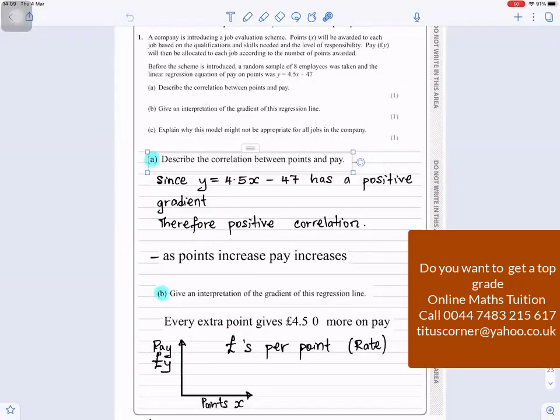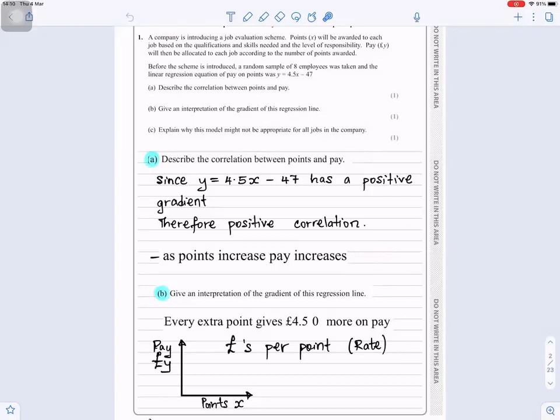Part b, give an interpretation of the gradient of this regression line. It is the extra point. It says every extra point gives £4.50 more on the pay. So it's pounds per point, like a rate. Pay, in pounds, is on the y-axis, points on the x. So it's the pay or pounds per point, which is a rate.